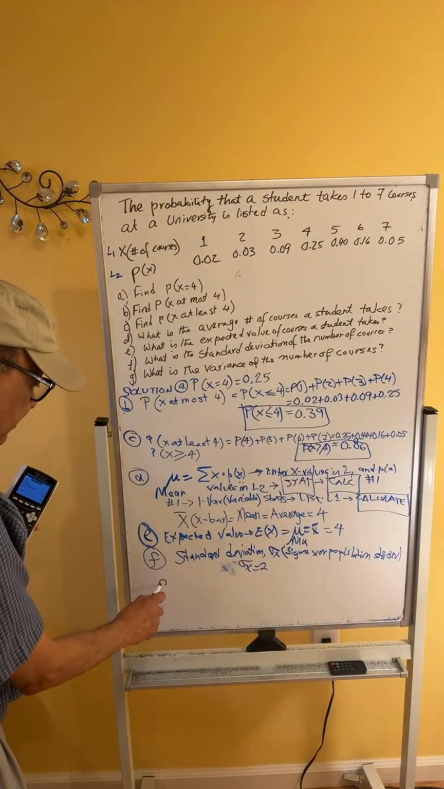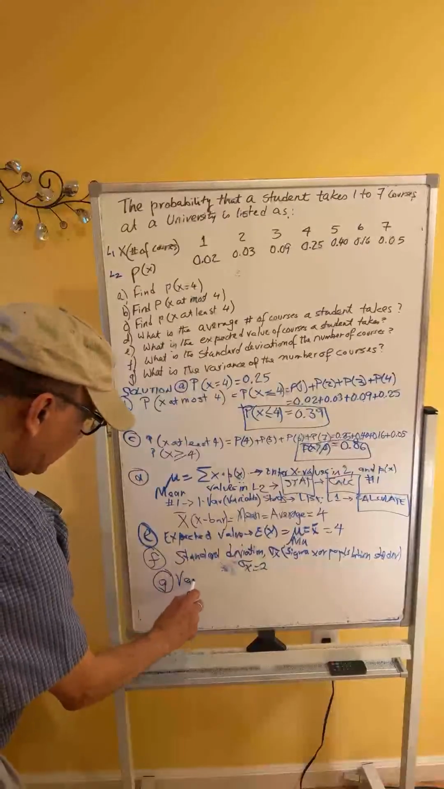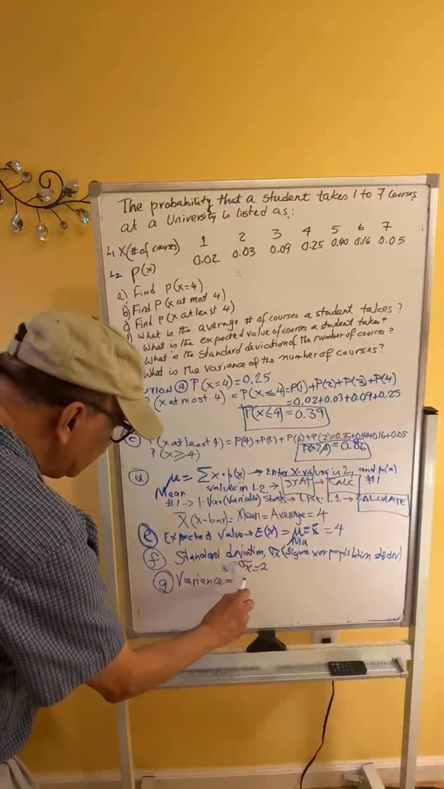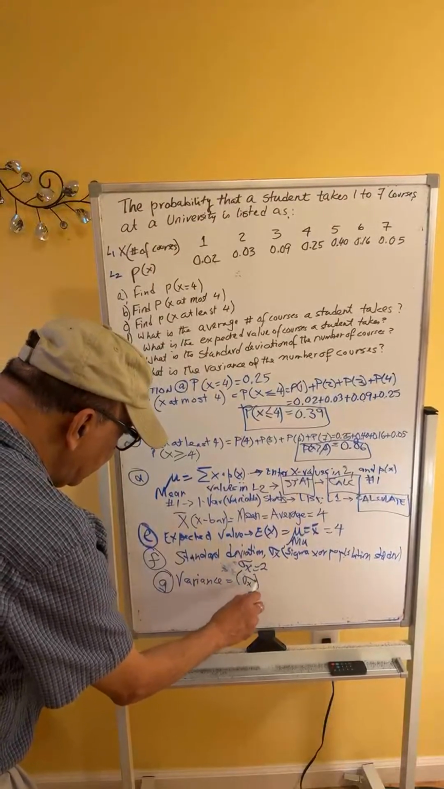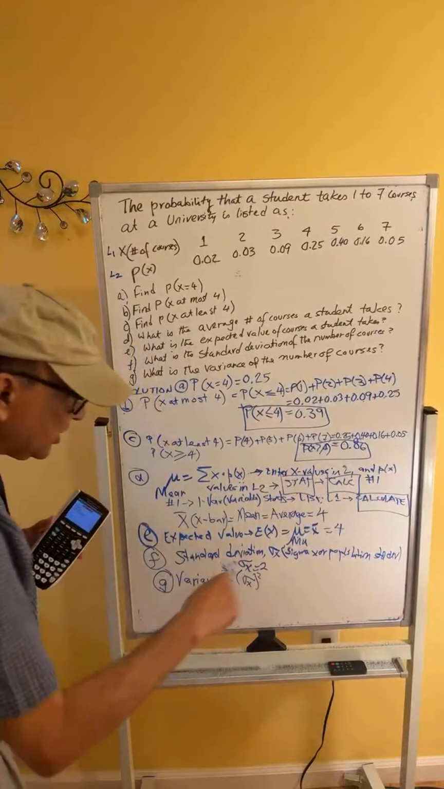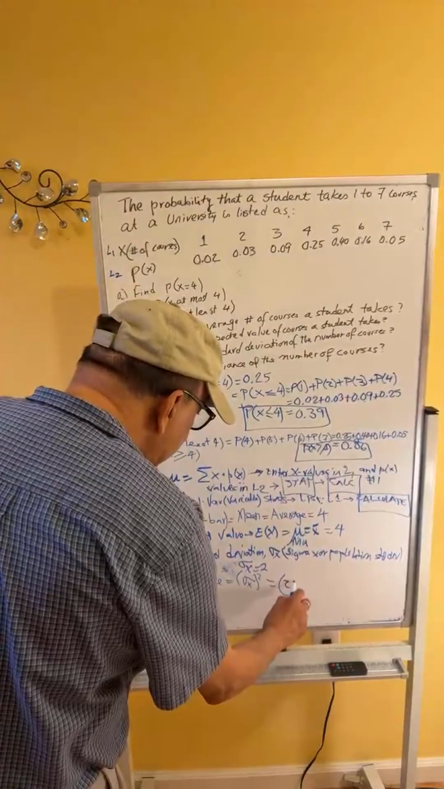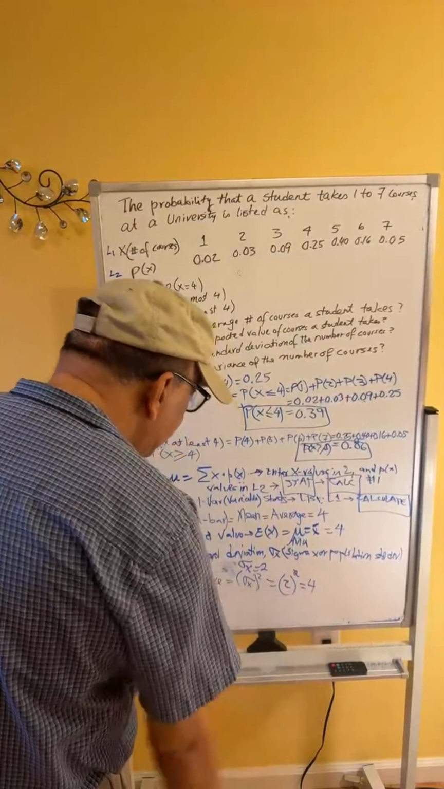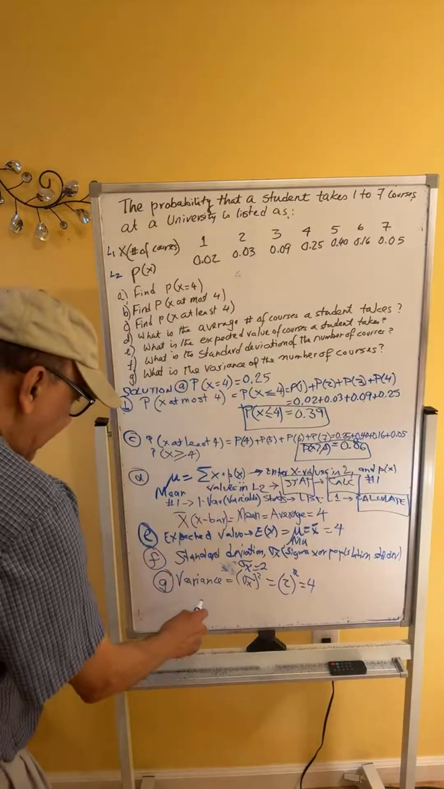And then they ask for the variance. Variance is the square of the standard deviation. Variance is equal to sigma x squared. That is sigma x multiplied by itself 2 times, or it is 2 squared, or it is 4.